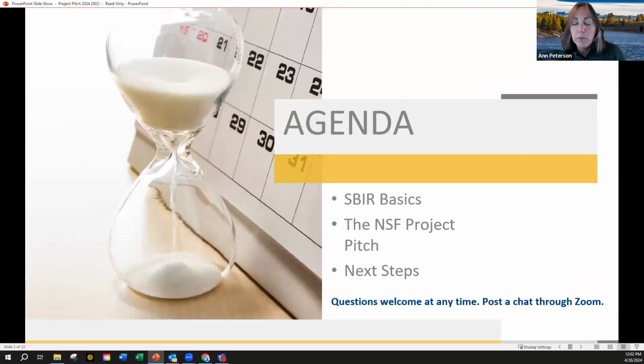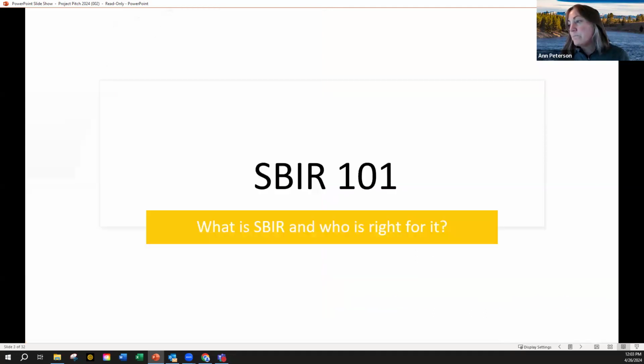We're going to go over a little bit of the SBIR 101 basics. Again, we're assuming that most of you get it. You know what SBIR is a little bit, but we're going to level set to make sure that we're looking at what's involved with SBIR. We're going to look at those 4 different sections of the NSF project pitch and how you can most effectively answer those in those small word counts that are provided. And then we'll talk to you about some more of the next steps.